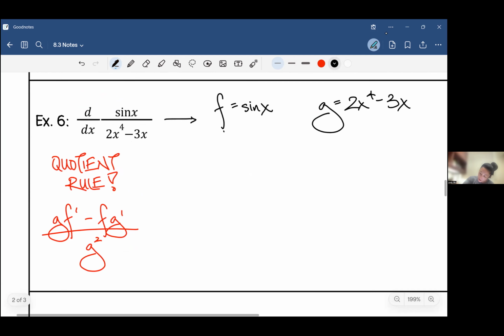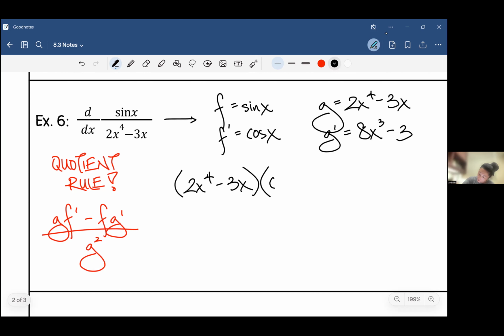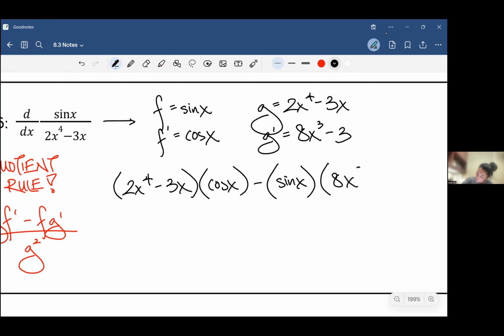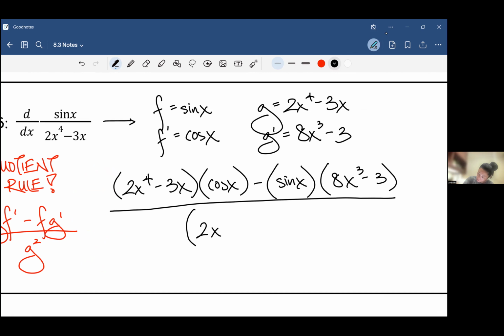Now f prime, using our new rule, is going to be cosine x. And our g prime, using the power rule that we've known for a long time now, is going to be 8x cubed minus 3. Now we plug these all into our quotient rule. We get g times f prime, minus f times g prime, all over g squared.